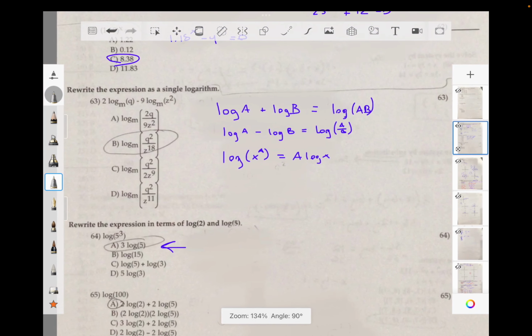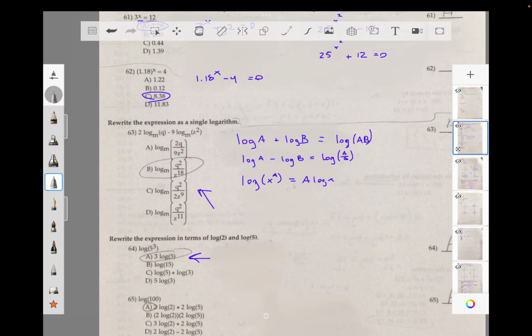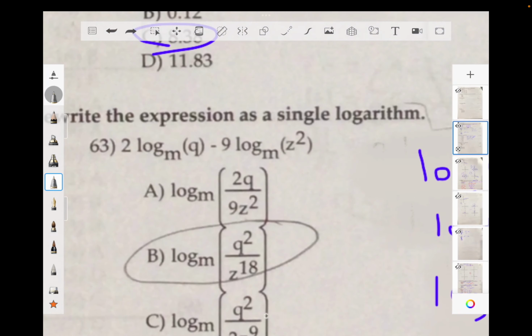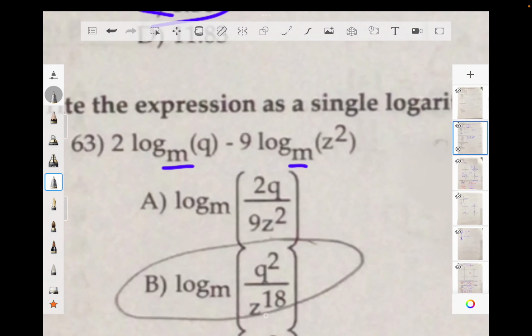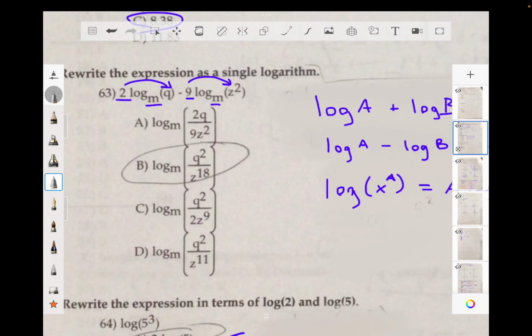I think that is all of them. Well, not all of them, but the ones you worry about, because I could see what we're doing here. But with the bases, this has a base of m and m, so you could do all the identities I just showed. So we have a 2 in front, so we could make that an exponent of q. Same thing with the 9, we can make that an exponent of here.